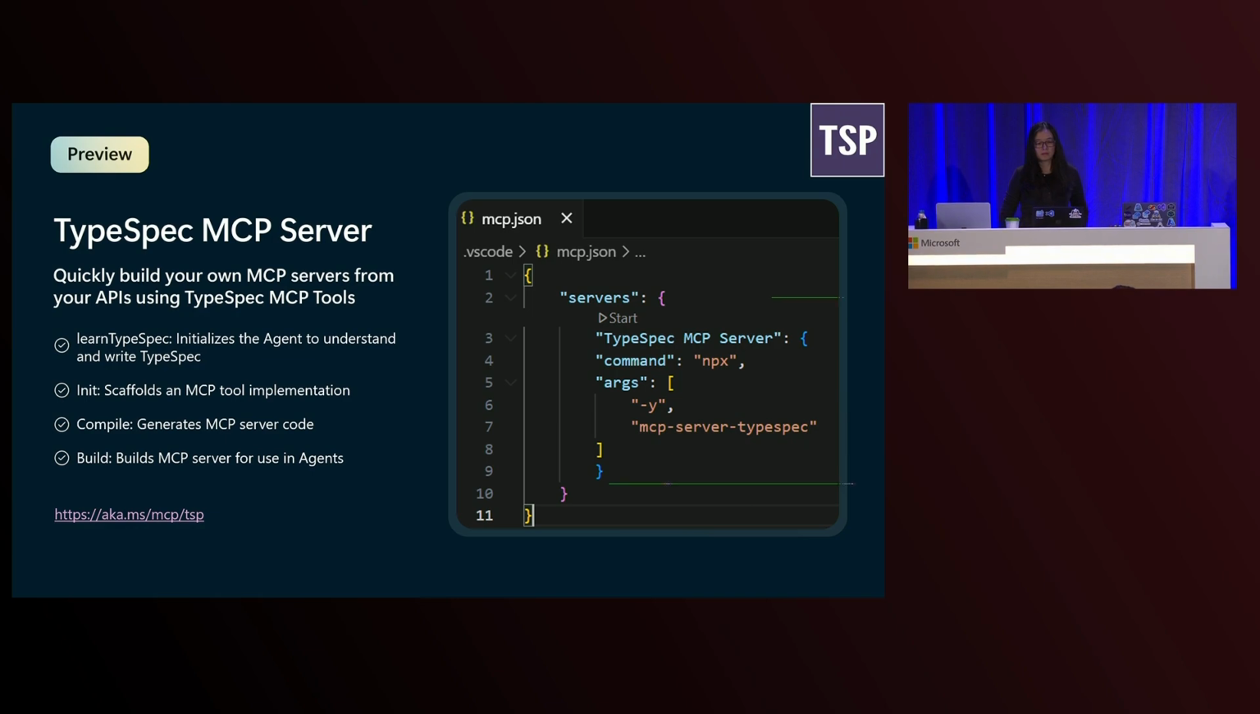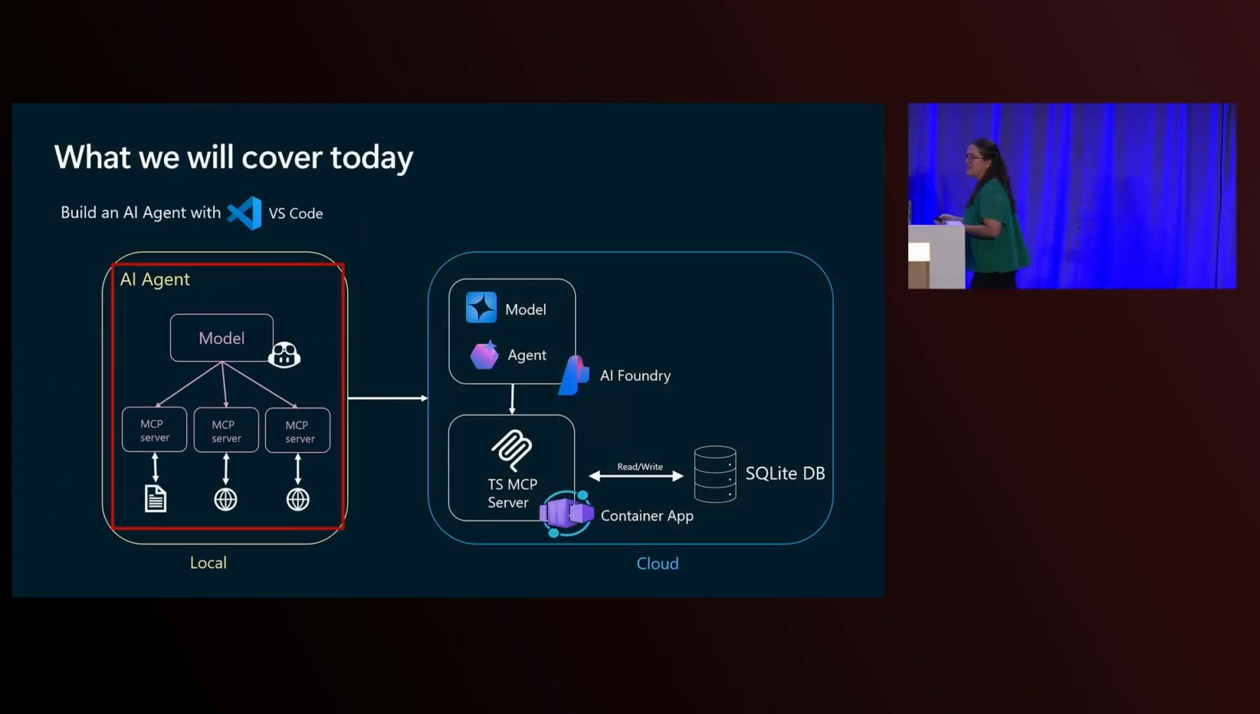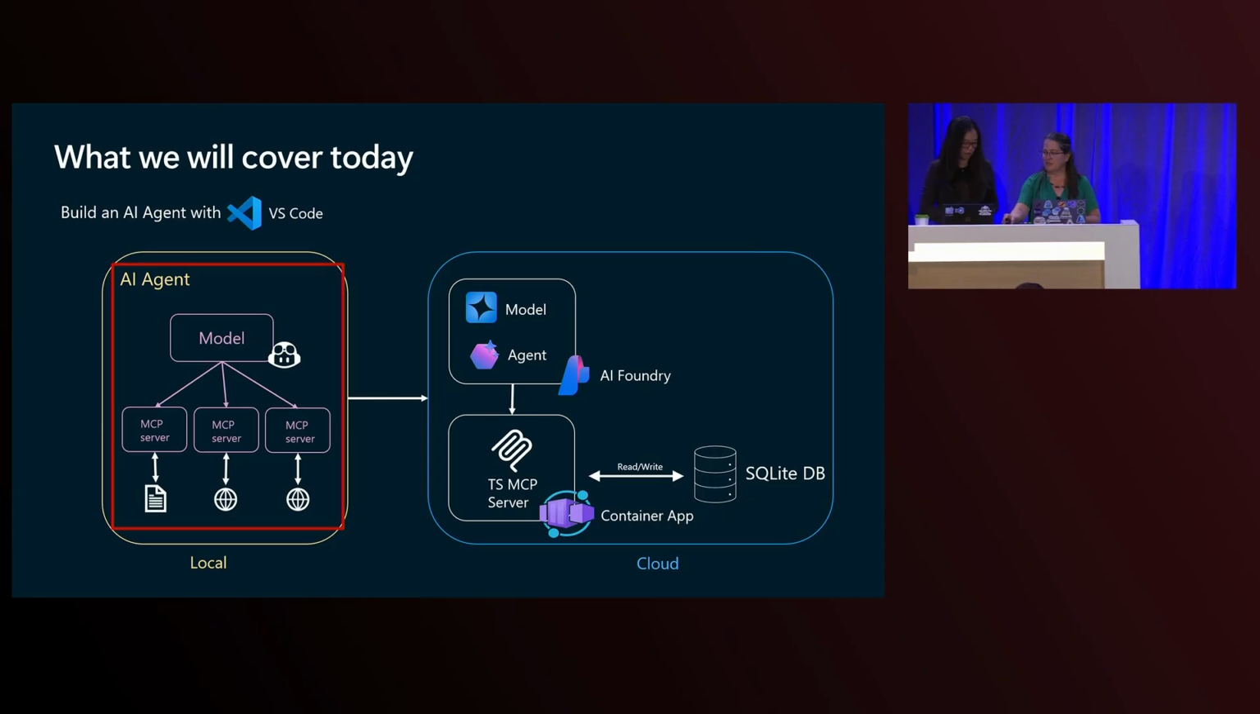But today, we showed you our type spec MCP server for generating MCP servers. The link to where you can get this MCP server is at the bottom of the slide. It will scaffold your MCP implementation. You can swap out to-do for what you want to do for your own API. It'll generate what you need and build it for use with agents. So that's our first demo. Rang, I think it's now back to you for our second one.